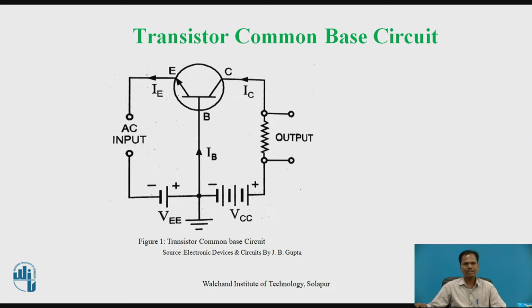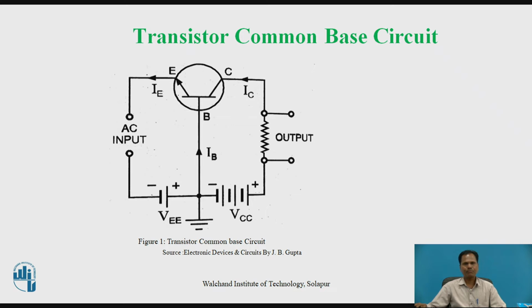The input current caused by the input AC voltage signal is the emitter current IE flowing in the emitter terminal of the transistor. The input voltage is the voltage at the emitter with respect to base, that is VEB, and the current IE is the input current, that is the emitter current. Whereas the current flowing in the collector terminal is the collector current IC, and the output voltage, the voltage taken at the collector with respect to base, is designated as VCB. So the amplified output signal is taken from collector with respect to base.